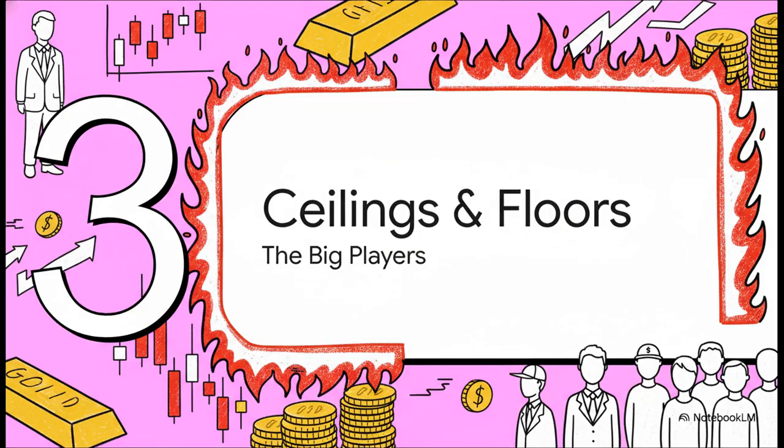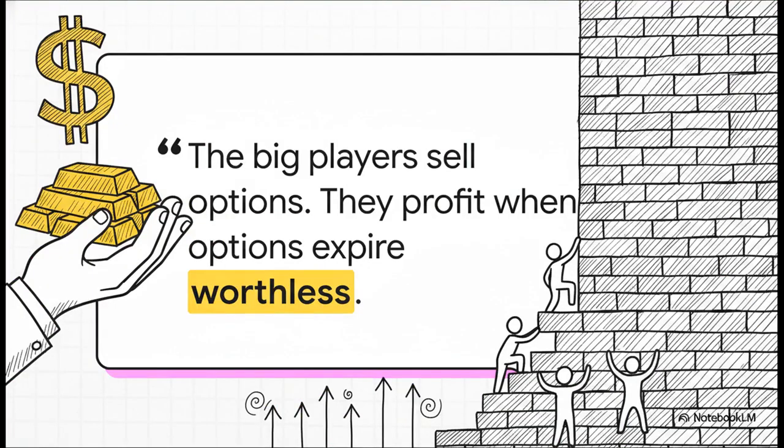Which leads us perfectly into Section 3, ceilings, floors, and the big players. Because to understand why these hot red zones act as actual, physical barriers in the market, we really need to talk about who exactly is on the other side of these trades. Here is the crucial dynamic you have to understand. The really big players, they sell options, and they profit when those options expire completely worthless. For every retail trader out there buying an option, there's a massive institution or bank selling it to them. And these institutions want to keep the premium you paid them.